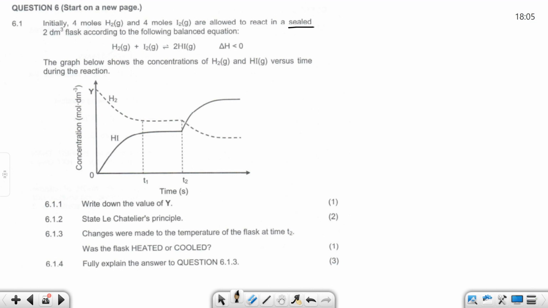The rate, not the state. Yeah, the rate of the forward must be equal to the rate of the reverse. Not states, of course. The concentration of the reactant and product are constant.